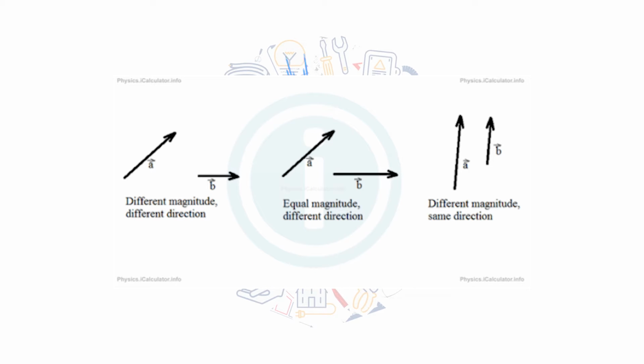3. If two vectors are neither equal nor opposite, they are different. This includes the cases when vectors: 1. Have neither equal magnitude nor the same direction, 2. Have equal magnitude but different direction, and 3. Have the same direction but different magnitude. The image on screen provides an example from each of these cases.